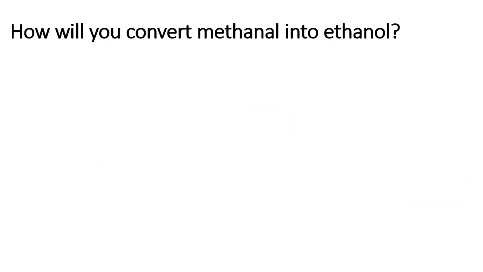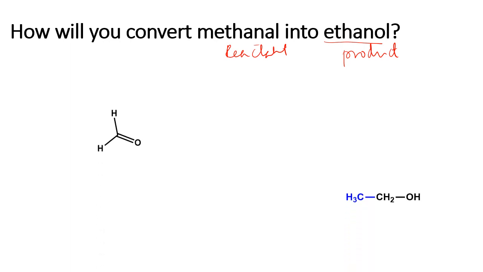In this example, the same thing has been asked differently, and the question is: how will you convert methanol into ethanol? So methanol is the reactant, right? And ethanol is the product in this case. So what we will do is try to write the structures of these two compounds. Methanol, you know, is H, C double bond O, H, and ethanol, you are also familiar with, is CH3CH2OH.